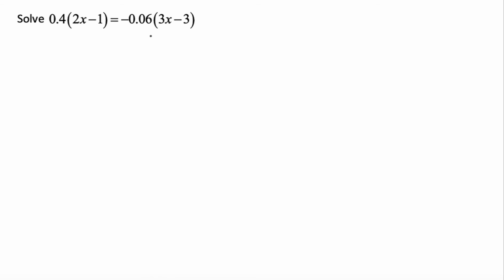Now remember, by the properties of equality, we have to multiply everything by the same number. So in this case, we want to multiply this term and this term by 100, not by 10. If you multiply both sides by 10, that will eliminate this decimal, but not this one here. So let's multiply both of these by 100. I'm just going to put these in parentheses here. So we get 100 on both sides.